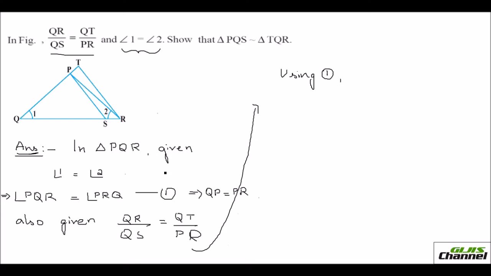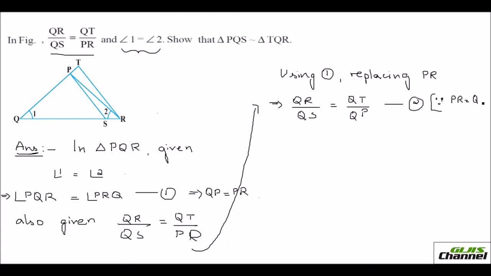Now what I'm going to do is use this equation and replace my PR with QP, okay? So replacing PR, QR over QS is now equal to QT over QP. Got it? This is equation 2. I can give the reason because PR is equal to QP. I just replaced the PR with QP, okay? Now I've taken it as equation 2, and now I'm going to prove this, okay?